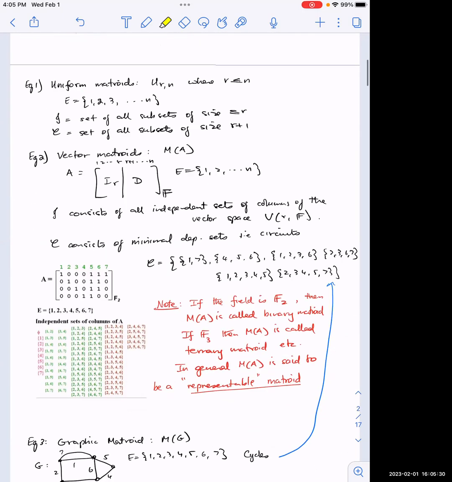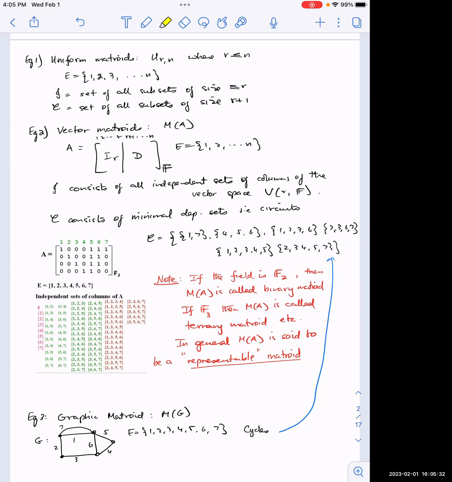So we did three examples last Wednesday. Uniform matroids U_{R,N}, that's the notation where R is less than or equal to N. And the independent sets are all subsets of size less than or equal to R. So by the definition of circuit, a minimal dependent set, the sets of size R plus 1 are the circuits.